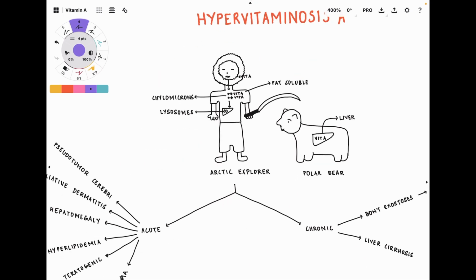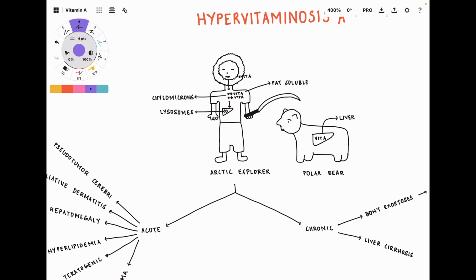When a human being intakes vitamin A, it gets digested and it gets transported into the liver via the chylomicrons because vitamin A is a fat soluble vitamin. In the liver, it gets stored in the lysosomes.